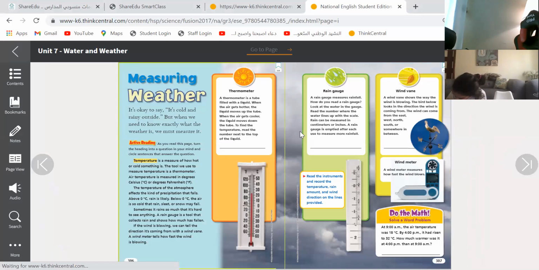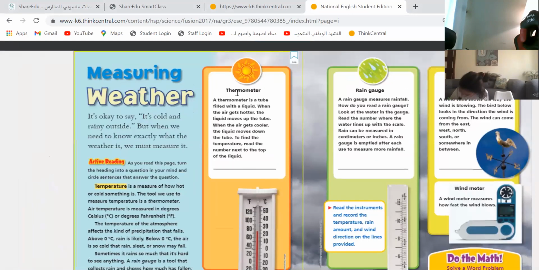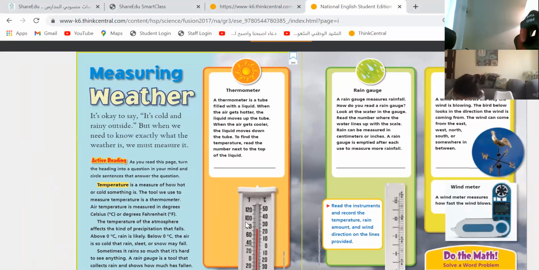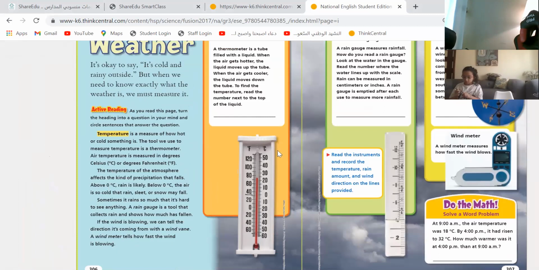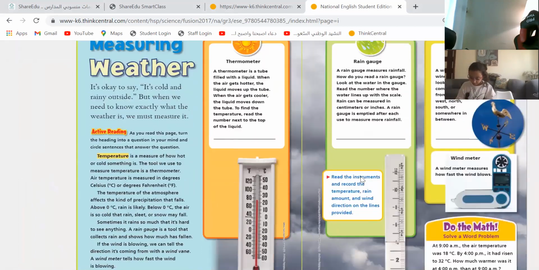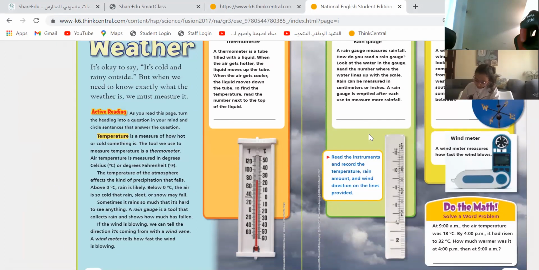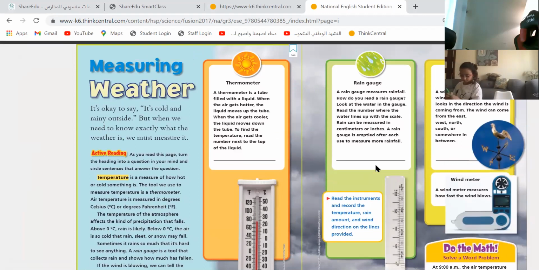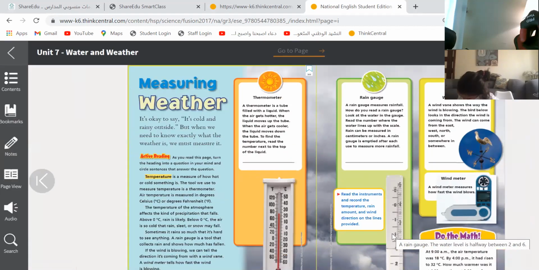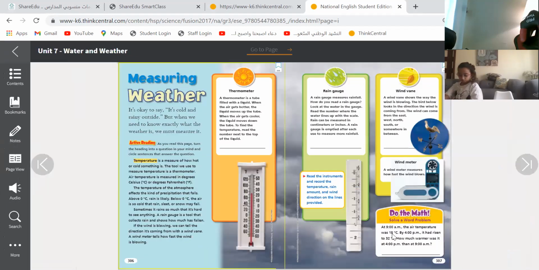Also, guys, we know that there are tools to measure weather. We talked about a thermometer. It measures what? Temperature, if it's hot or cold. Excellent, Fatima. A rain gauge measures how much rain is falling. And finally, we have a wind vane or a wind meter. It shows you the direction of the wind. Very good. So that was our lesson for today.